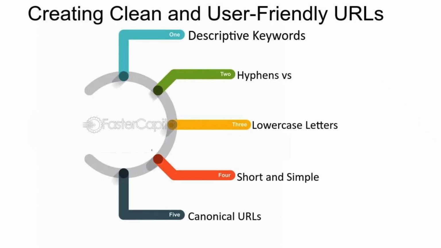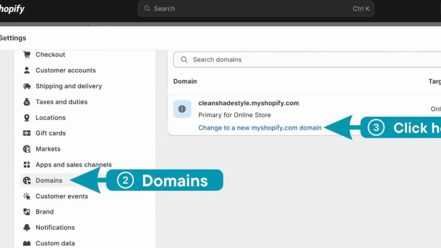Creating SEO-friendly URLs. Next, let's talk about your URLs. Clean, descriptive URLs are a must for SEO. Shopify allows you to customize your URLs, so take advantage of this by including your primary keywords. For example, instead of generic product 123, use handmade jewelry Dubai. This not only helps search engines but also makes your link more user-friendly.